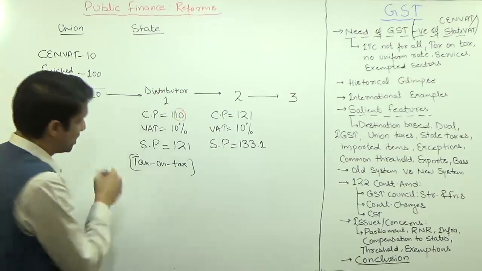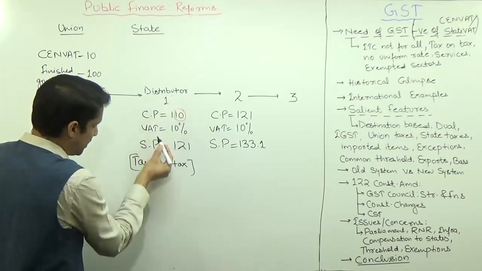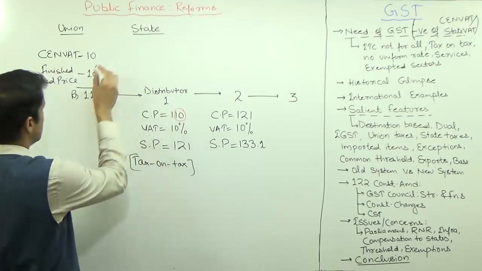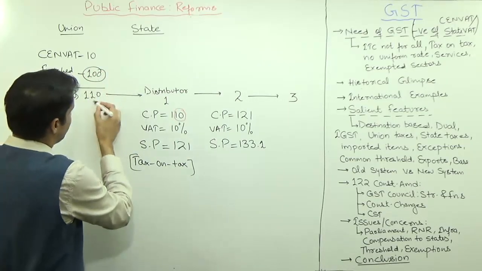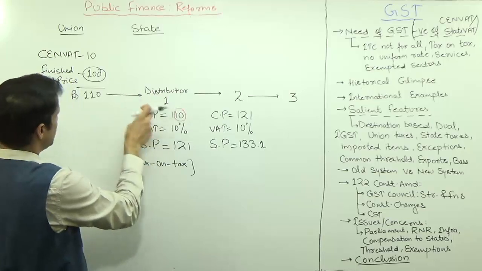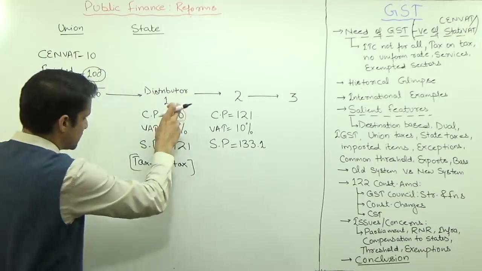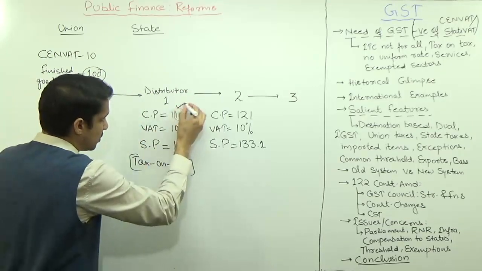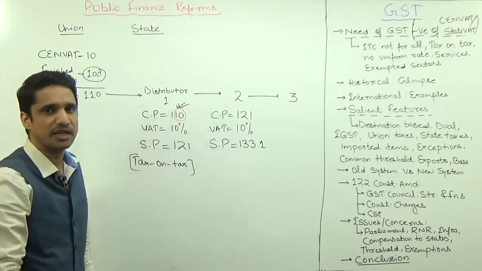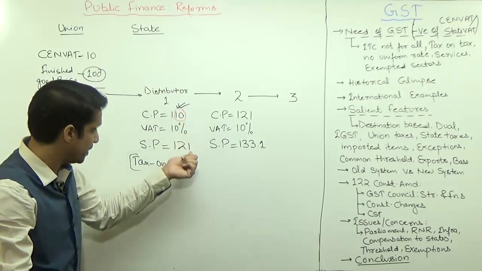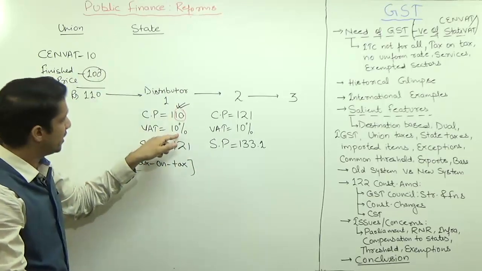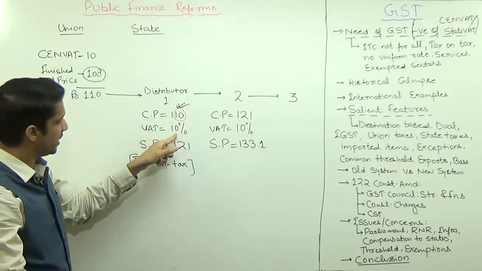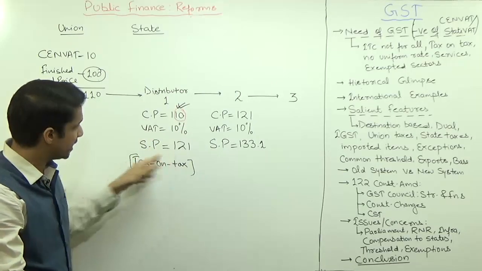Why is it tax on tax again? Because the state government is levying VAT not on this 100 rupees base, but on the final base. And the final base is the cost price, the price at which it is being sold, so it is 110 rupees. So on this 10 rupees, again there is tax on tax. Ideally the selling price should be 120: 10 rupees for the union government, and 10% of 100, which is 10. So 120 should be the selling price.